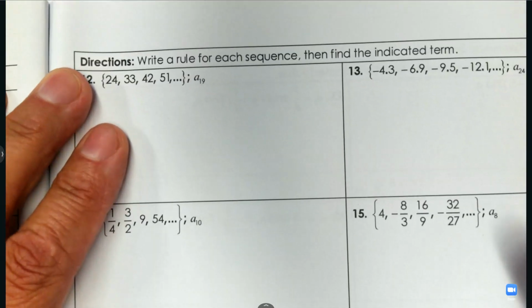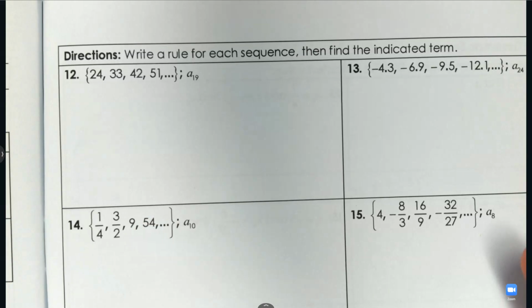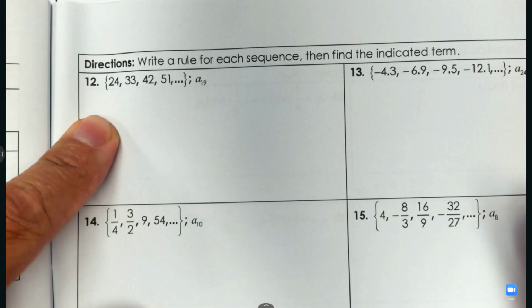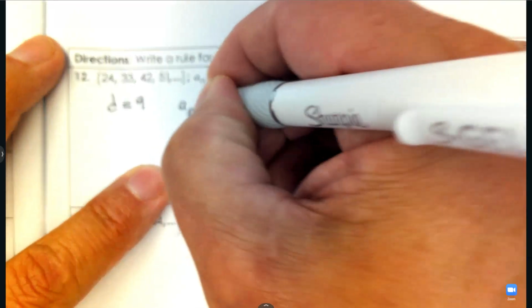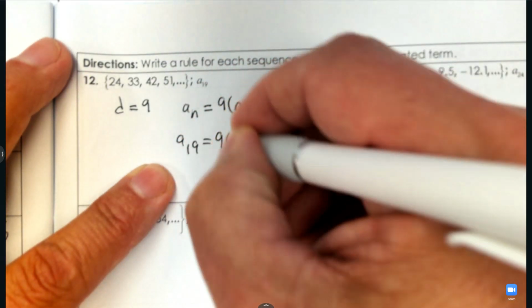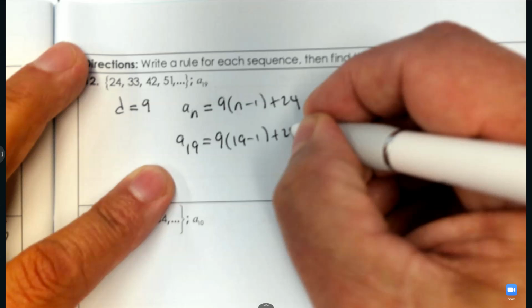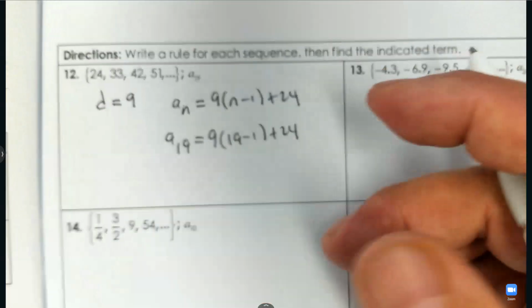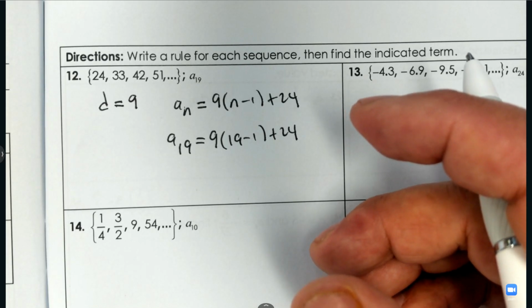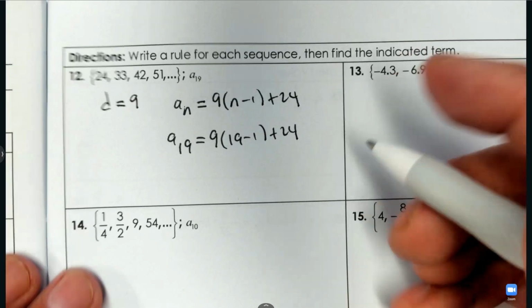All right, write a rule for each sequence, then find it. For these coming up, we're not going to use recursive. We're just going to use direct formulas. So recognize what type of pattern it is. If I look carefully, the pattern here is we're adding 9 every time. So the formula then is arithmetic. I start with 9, n minus 1, and the first term. To find the 19th, I then plug 19 in for n, and then type that into Desmos. So I want you to press pause and type it in. I'm not going to show you every time when it's something simple. And then see if our answers match.